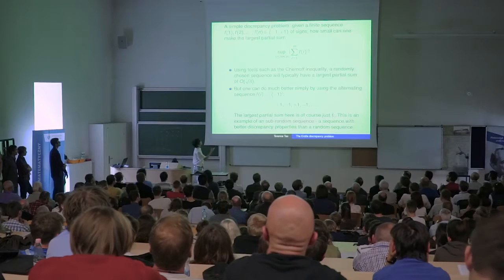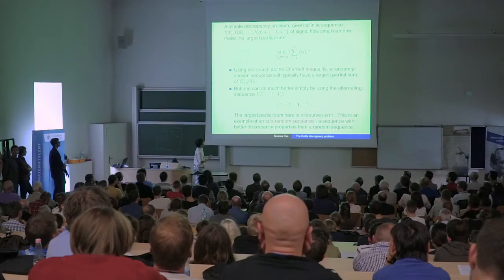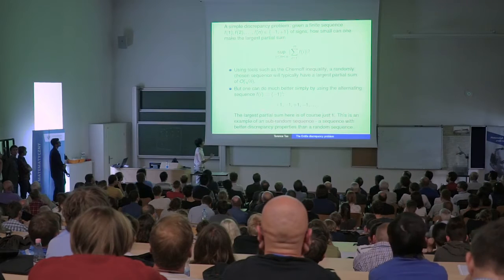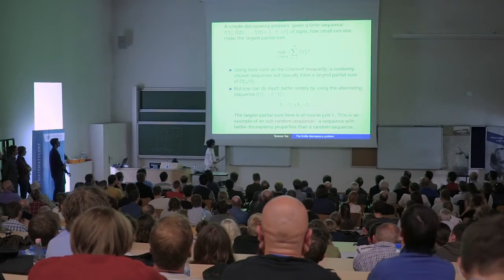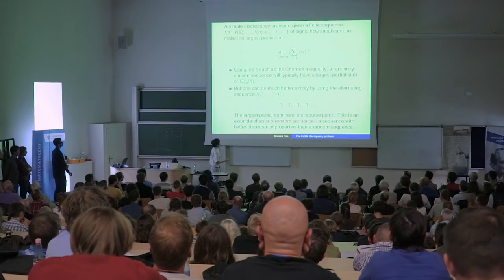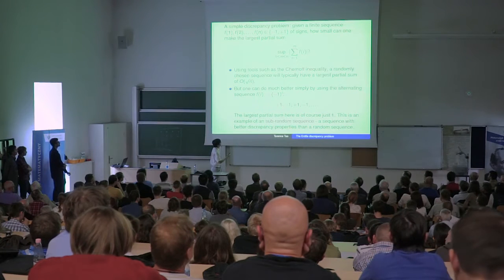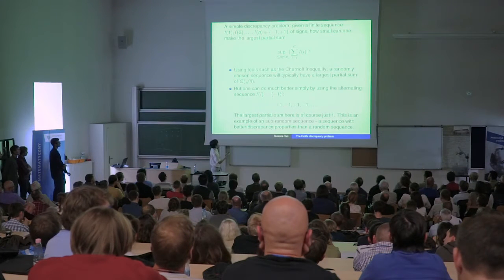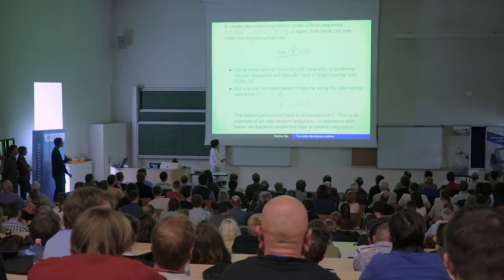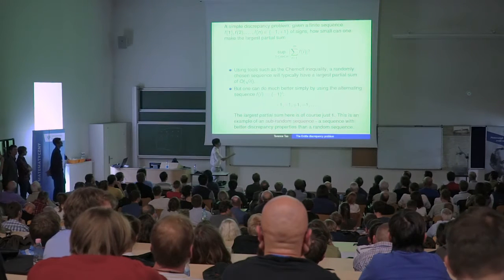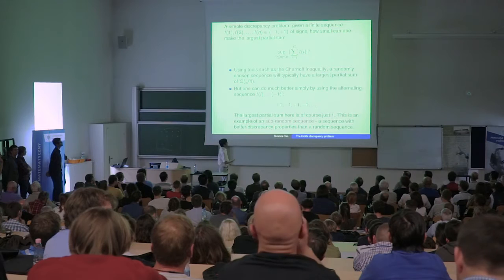So if you want all the partial sums to be small, the simplest thing to do is just have an alternating sequence: plus 1, minus 1, plus 1, minus 1, plus 1, minus 1. Because if you have an alternating sequence, then every partial sum is actually going to be either 0 or 1. Like this, the sum of the first 2 elements is 0, sum of the first 3 elements is 1, 0, 1, 0, 1. It never gets bigger than that.